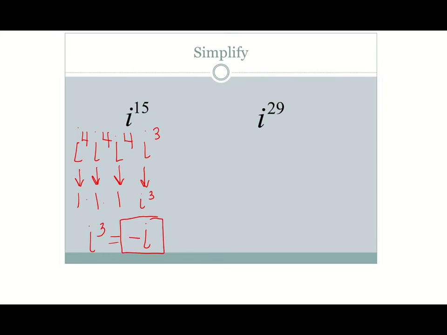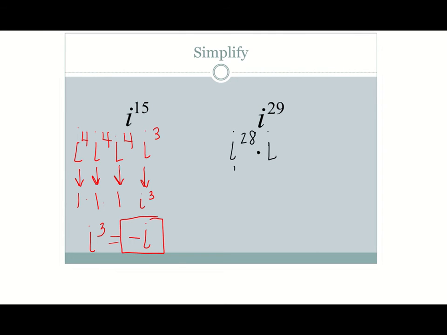So i to the 15th simplifies down to negative i. So if I think of i to the 29th, always think, okay, what is it divisible by? What's the closest thing divisible by 4? Well, 28 is divisible by 4, so I could break this down to i to the 28th, and I'd have 1 i left over.